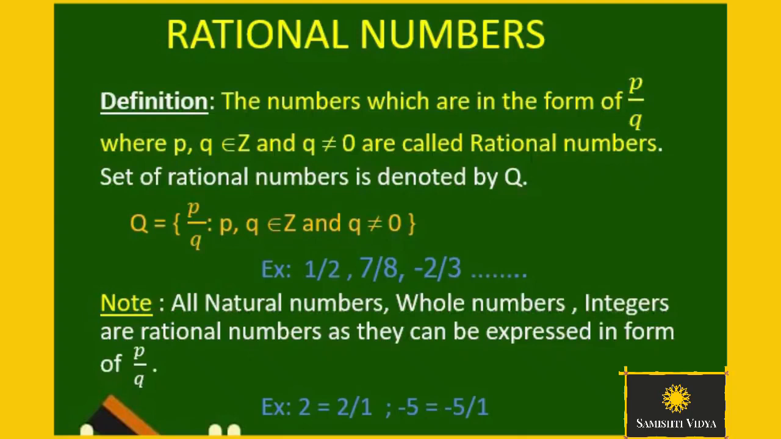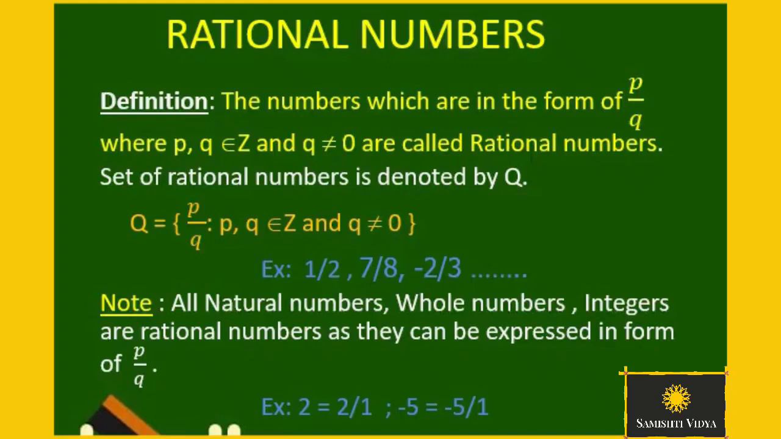Now do you understand, children, why 1 by 2 is called a rational number? 1 by 2 is in the form of p by q, where 1 and 2 both are integers and the denominator q, that is 2, is not equal to 0.